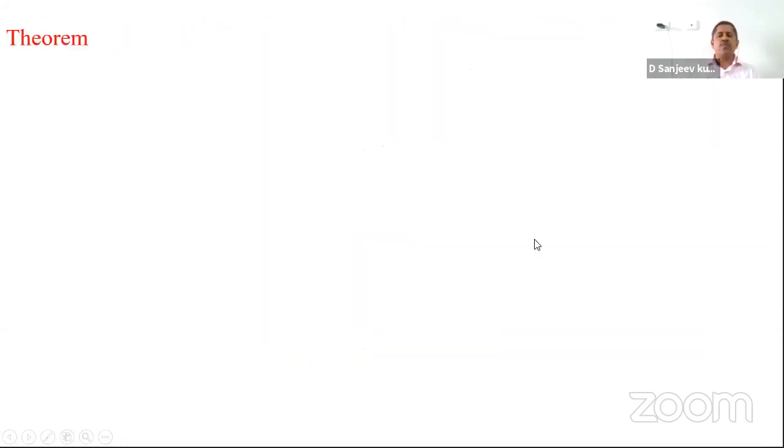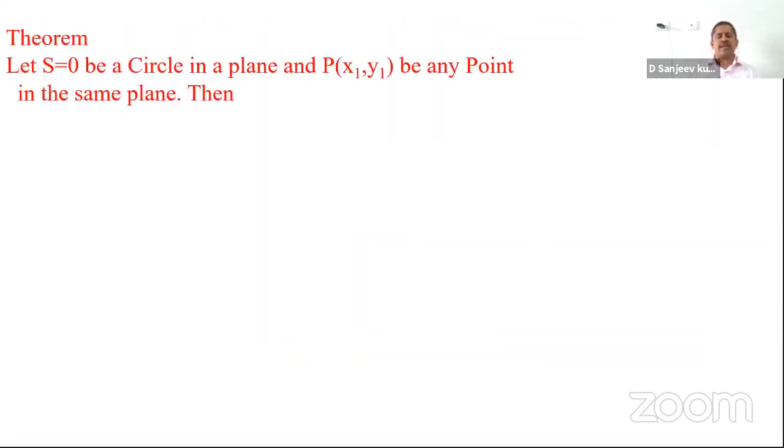Okay. Now we just continue with the concept here. If you take a circle, now I'm calling the circle S = 0. Now what exactly is S = 0? It is x² + y² + 2gx + 2fy + c. And you have taken a point which is called P(x1, y1). The point and circle are in the same plane.